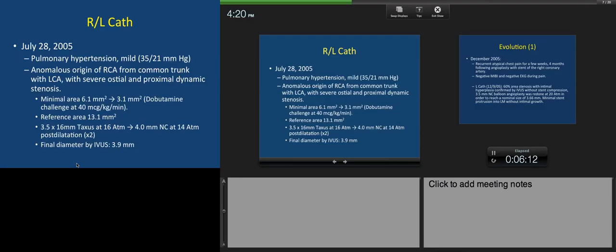The minimal area of the RCA was 6.1 millimeters squared, which after a dobutamine challenge at 40 mcg per kilogram per minute turned into 3.1 millimeters squared. The reference area of the RCA was 13.1, so Dr. Angelini decided to put in a Taxus stent, 3.5 by 16, and then post-dilated with a 4.0 at 14 atmospheres.